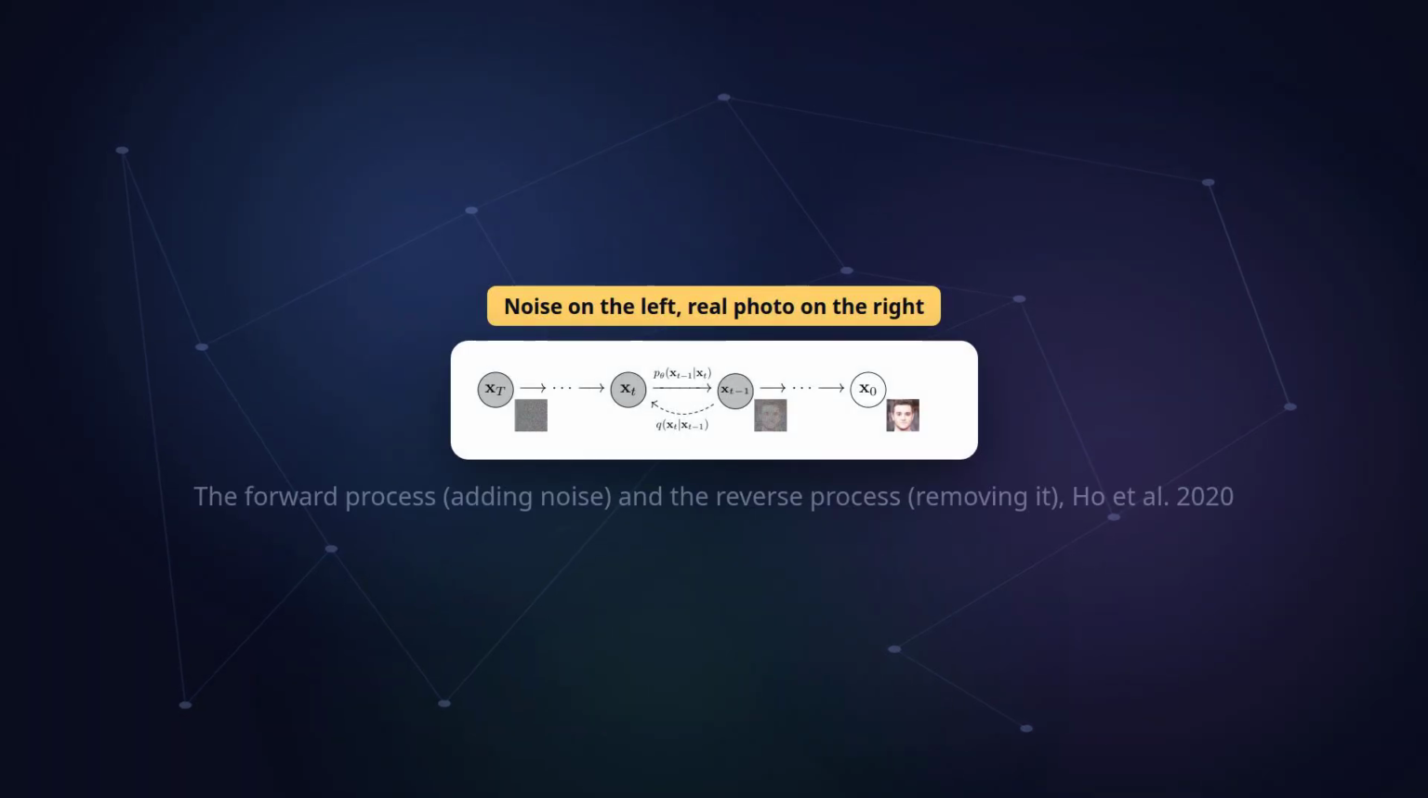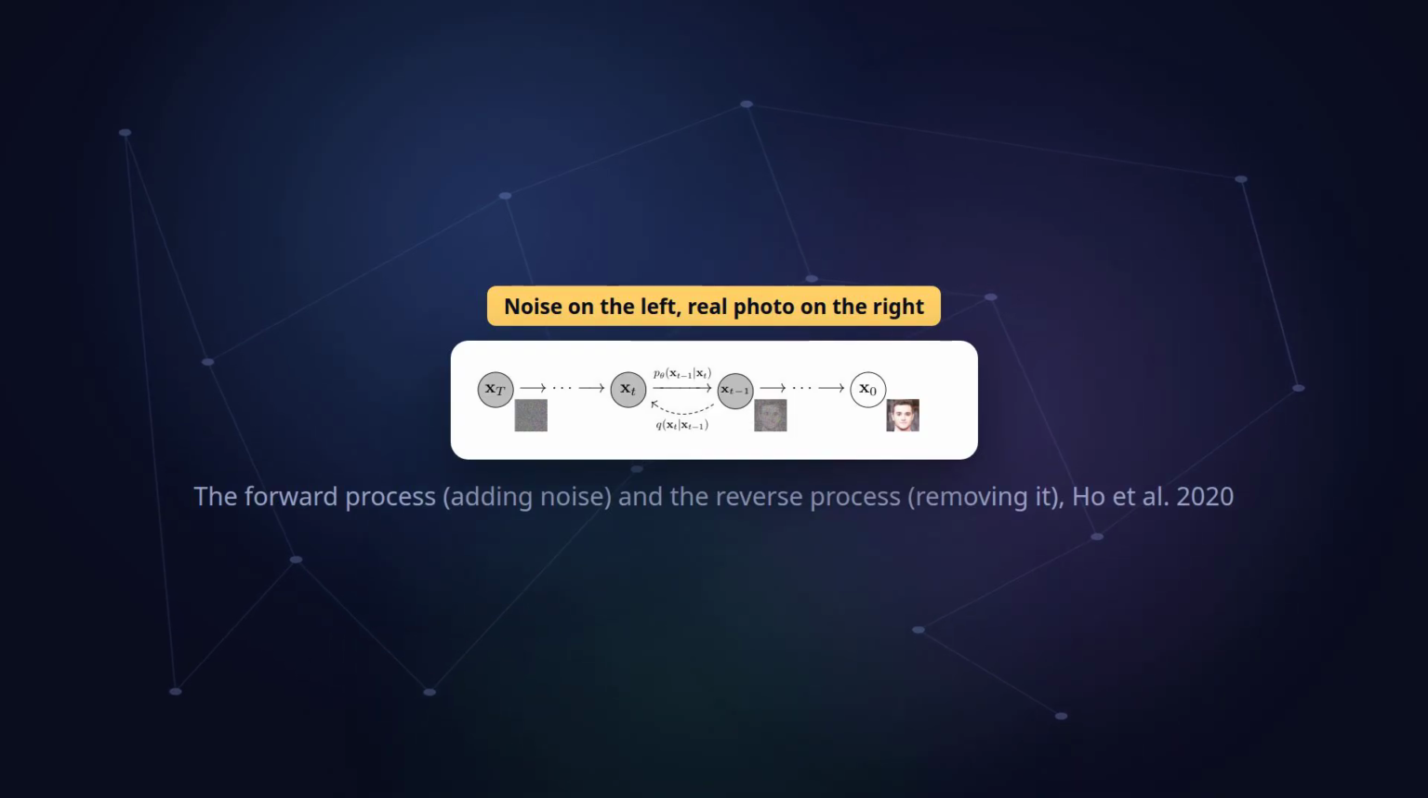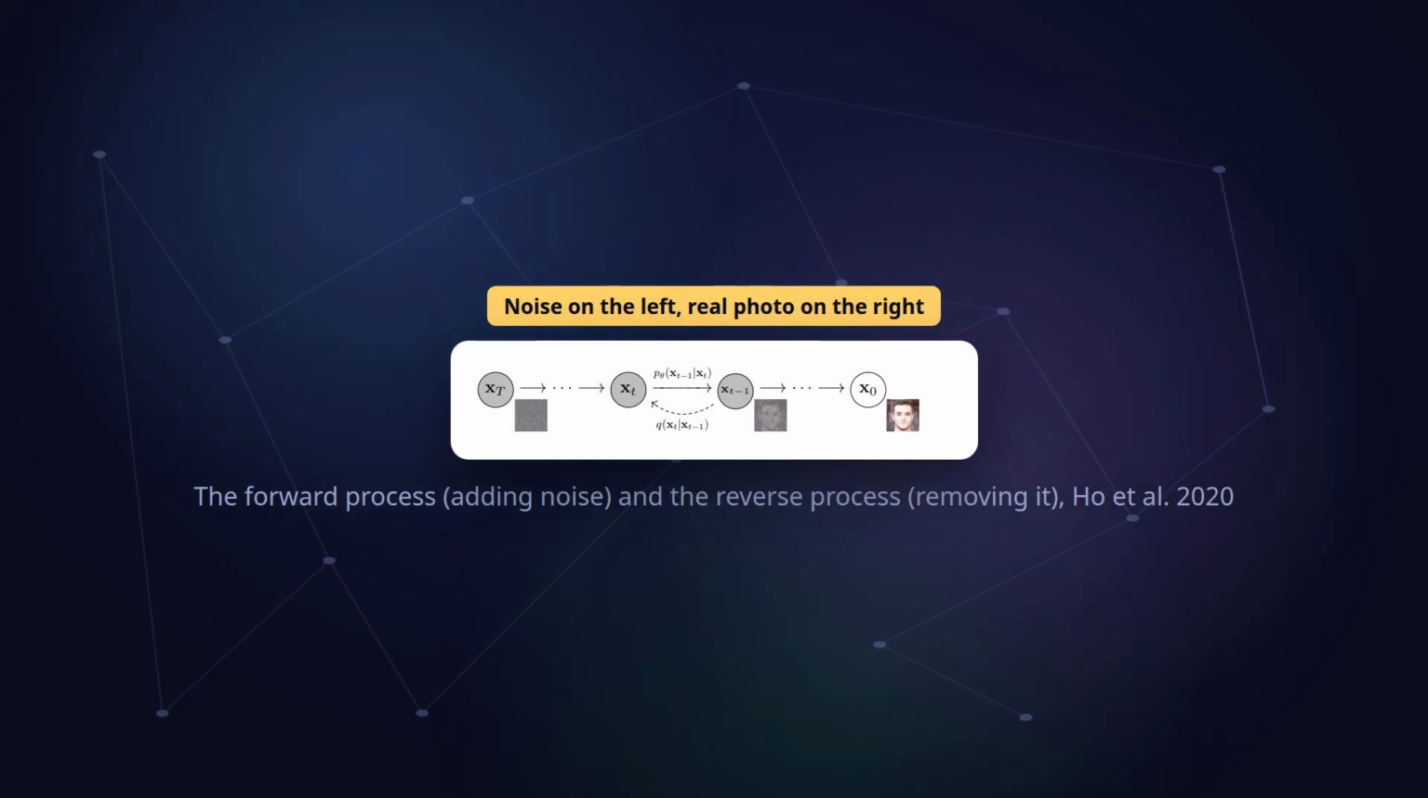Here's that journey in one picture. On the far right is a real photo. As you move left, more and more noise piles on until on the far left it's complete static. The bottom arrow is the easy direction, adding noise. The top arrow, going back, is the hard one we have to learn.